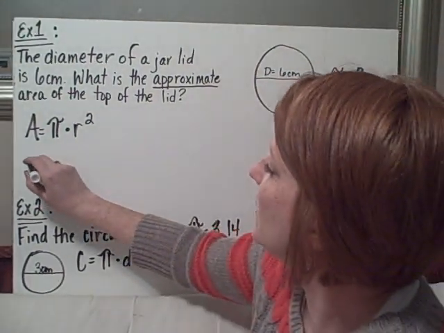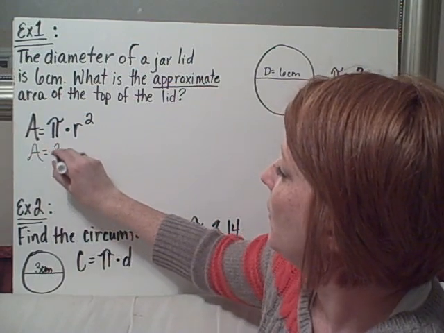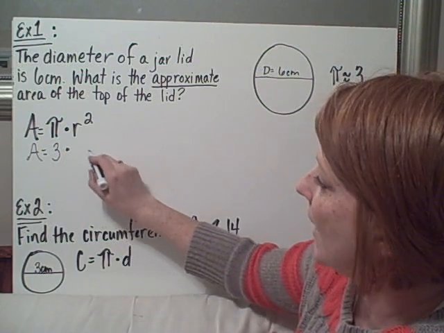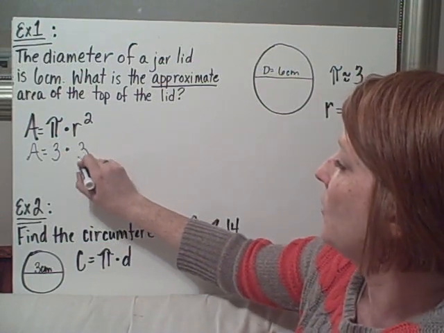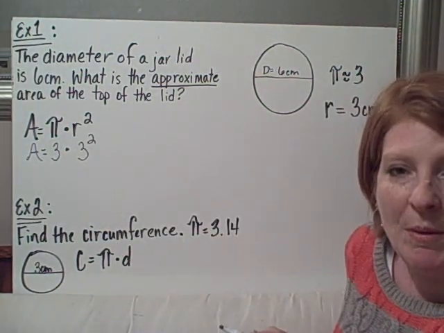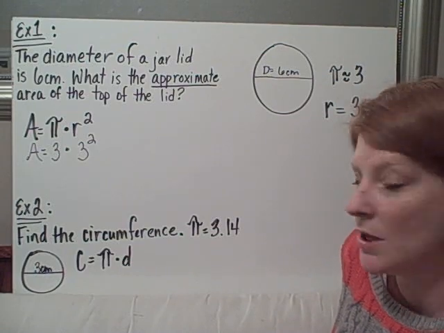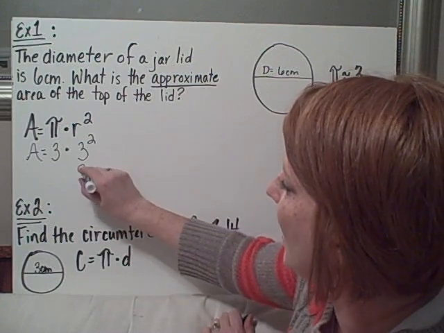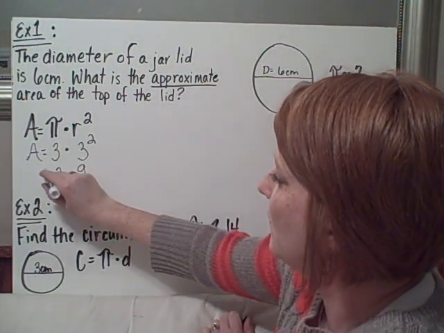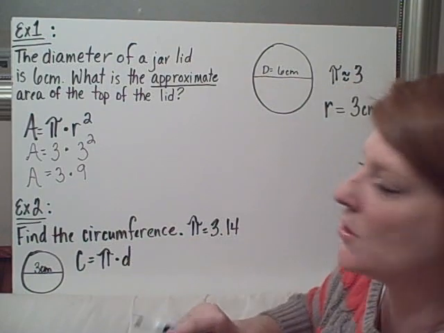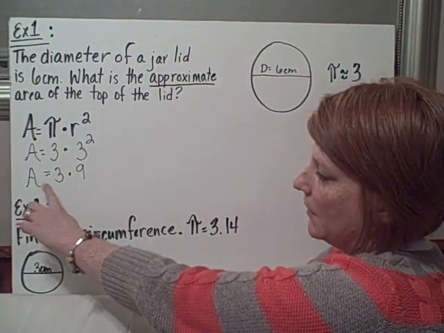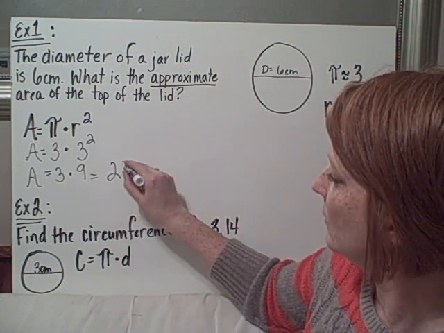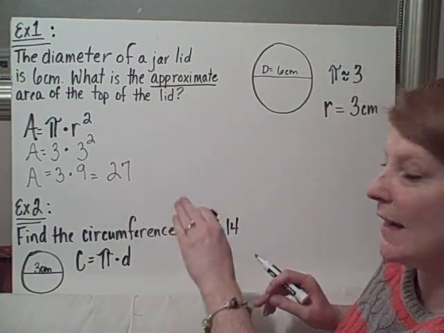The area is going to be equal to 3, which was our approximation for pi, times the radius, which we also know to be 3, squared. Remember I said you have to follow order of operations. So we would do the 3 squared first. 3 squared is 9. And then we would multiply that by the rest of the information in our problem, and we would have the area is equal to 3 times 9, which is 27.